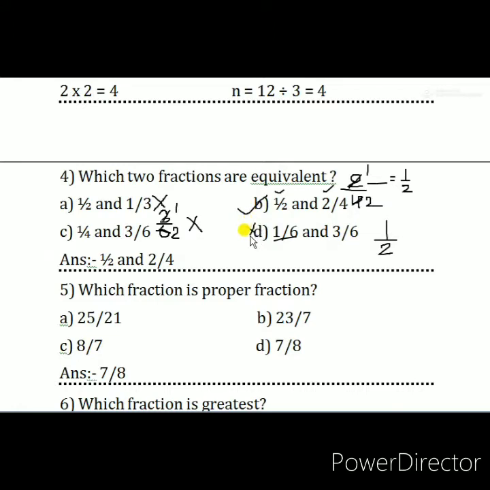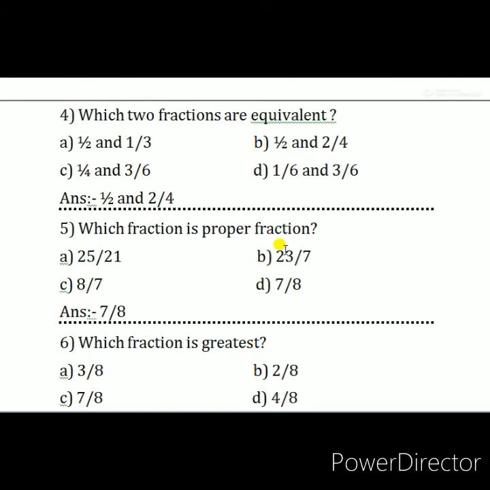Understood? So which option is the correct equivalent fraction? 1 by 2 and 2 by 4. Option B is the equivalent fraction. Now see the next question. Question number 5: which fraction is a proper fraction? Students, when we explained these fractions, we learned about types of fractions: proper fraction, improper fraction, mixed fraction, equivalent fraction, different types of fractions we learned.